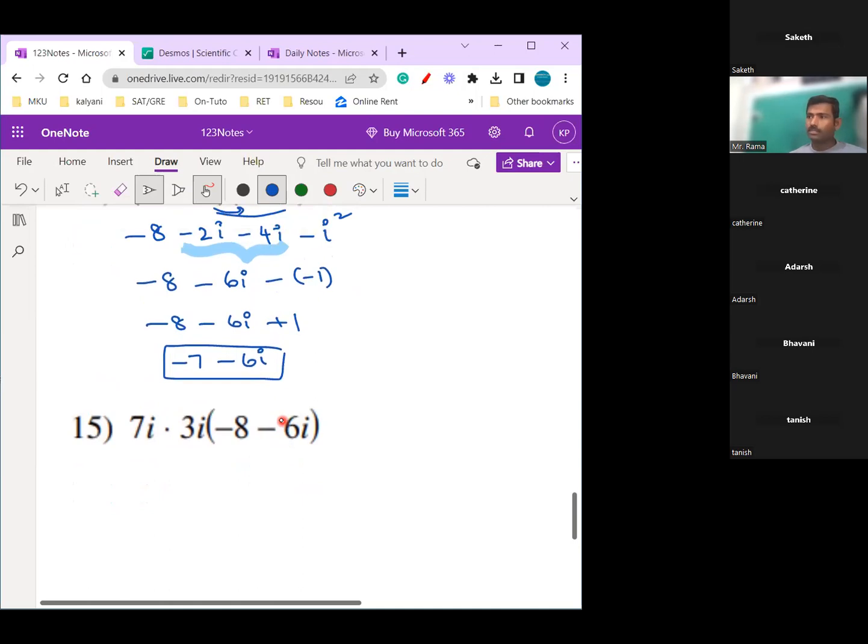So let's try 15 also. I see some answers for 15. Good, good, Bhavani, that's good. So you're multiplying all of these, okay? Be careful with that. Just to give you a hint, 7i times 3i, that's going to be what? 21i squared. i squared means negative 1, so it's going to be negative 21 times negative 8 minus 6i. Then just distribute it.